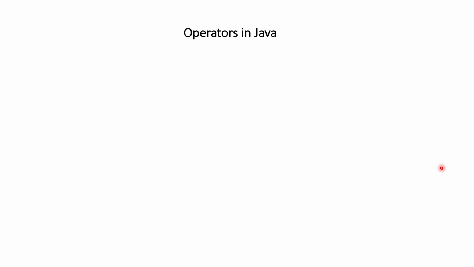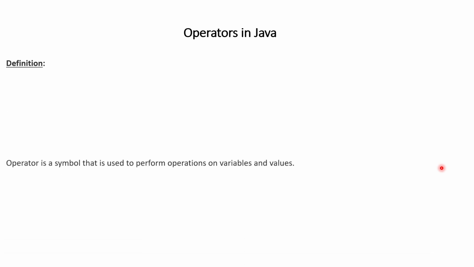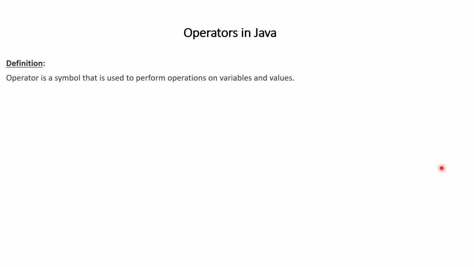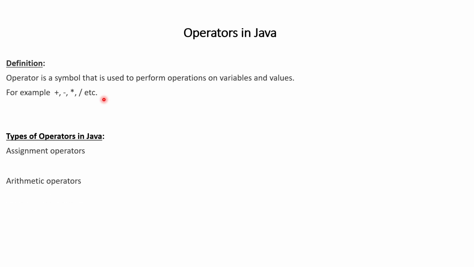In today's session we are going to learn about operators in Java. So let's first see the definition. What is an operator? Operator is nothing but a symbol that is used to perform operations on variables and values. So when I say symbol, it is nothing but addition, subtraction, multiplication, division, etc. Correct? So mainly we have some important operators in Java: assignment operator, the second one is arithmetic operators, then we have comparison operators and logical operators. Let's see one by one in detail.